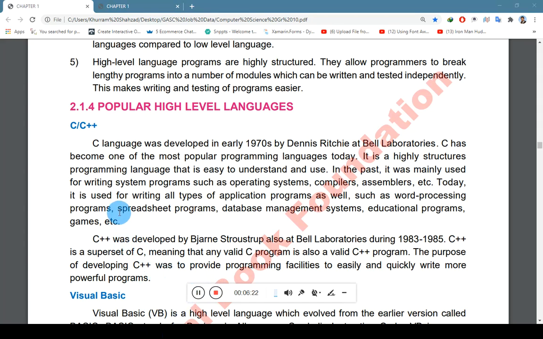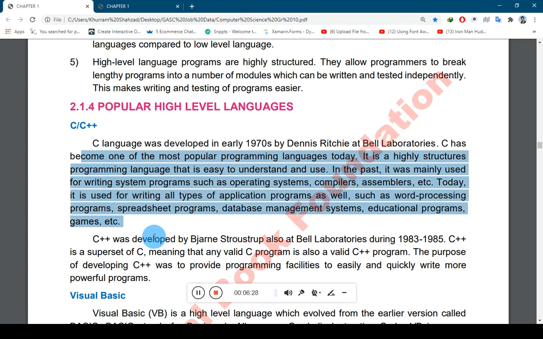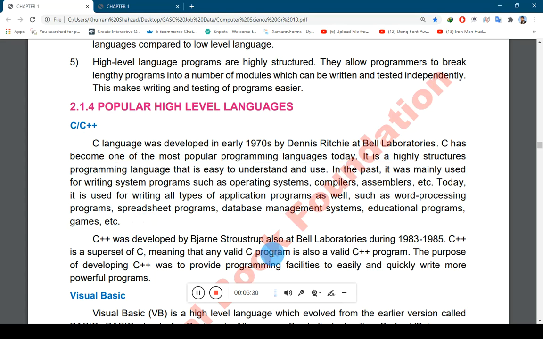C was the very popular language of the modern world, but it lacks one characteristic which is most common nowadays. C doesn't have object oriented language. So C++ was developed. C++ is the advanced version of C language. C++ was developed by Bjorn Stroustrup at Bell Laboratories during 1983 to 1985.